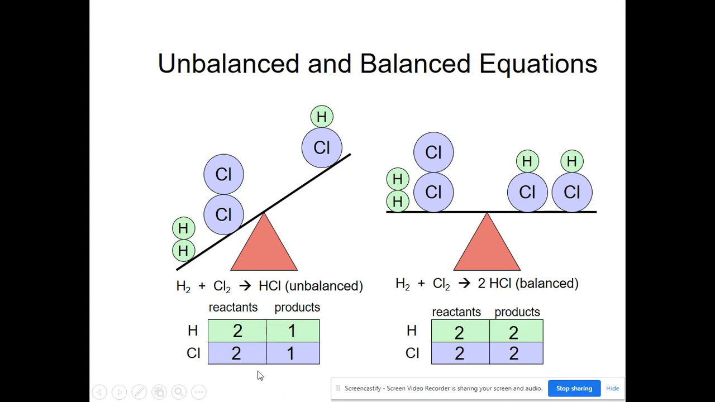So here we have an example of an unbalanced and balanced equation. In the first equation, we can see we have two hydrogens and two chlorines on the reactant side, but one of each on the product side. As you can see, the reactant side is heavier in terms of atoms than the product side. Here, when we add a coefficient to the product side, we see that we now balance out the hydrogen and chlorine, and they both have the same number of atoms on each side. So that is our goal.